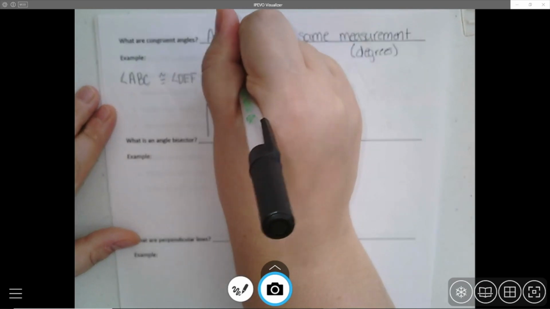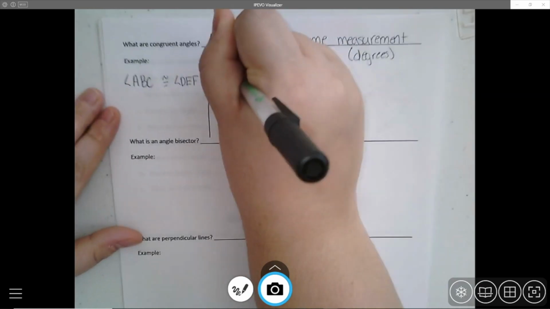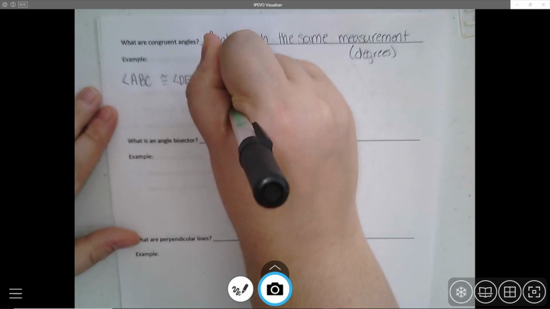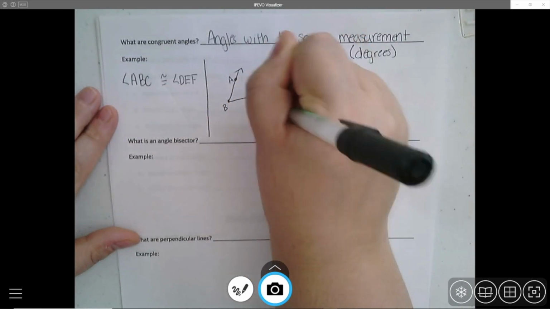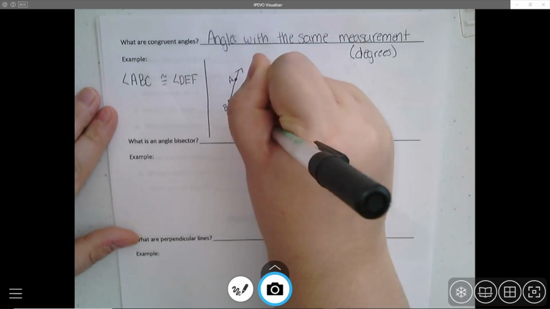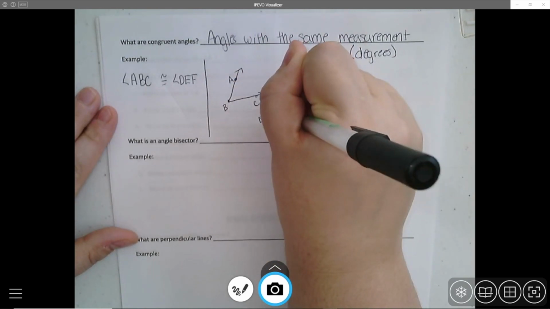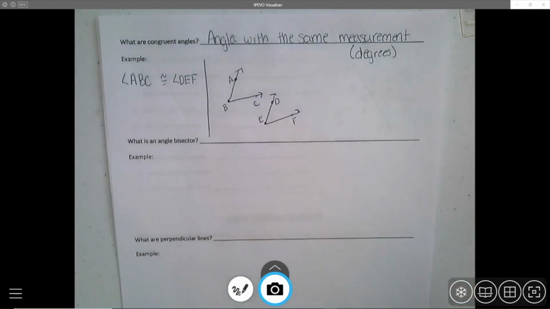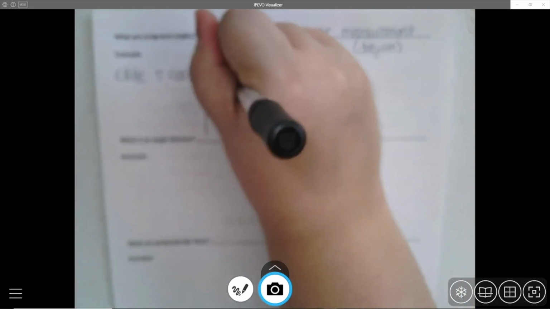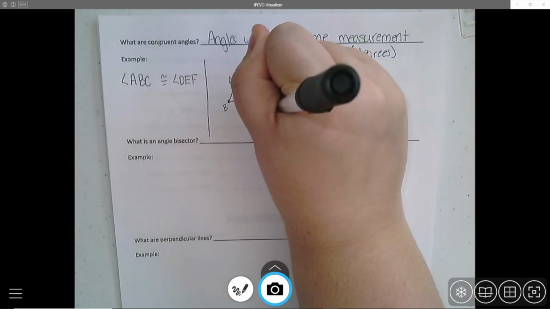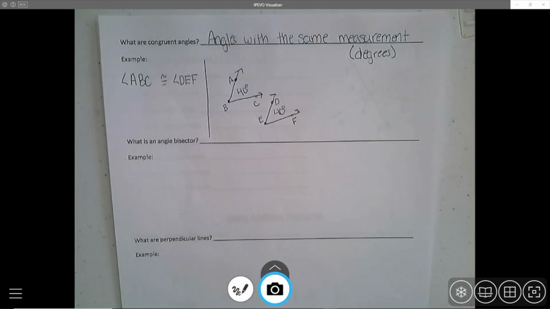Another way to show it is if I draw 2 angles, A, B, C, then I have D, E, and F. They can simply be congruent by having the same degrees inside. So I could say that this is 40 degrees and 40 degrees. Those are congruent angles because they both have the same degree measurement of 40.